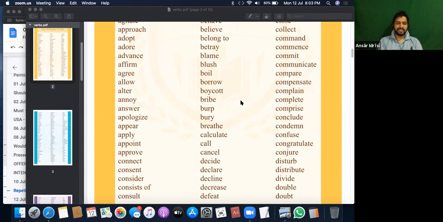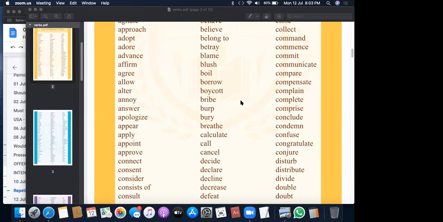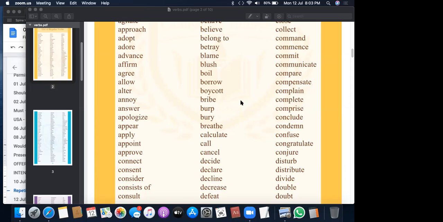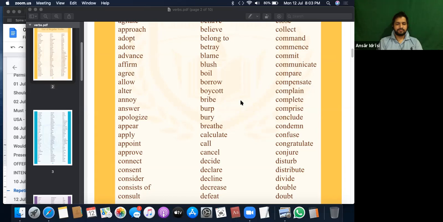Aisha ma'am, Sana ma'am, sentences. It used to decrease. Did it used to decrease? It didn't used to decrease. Next. It used to complete. It didn't used to conclude. Next. Yes. It used to remark. Did it used to remark? It didn't used to remark.